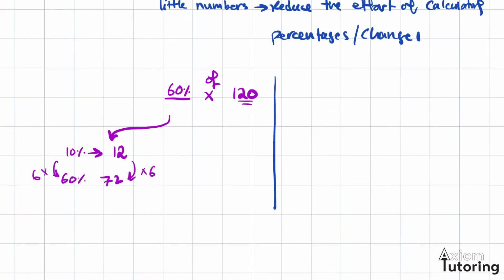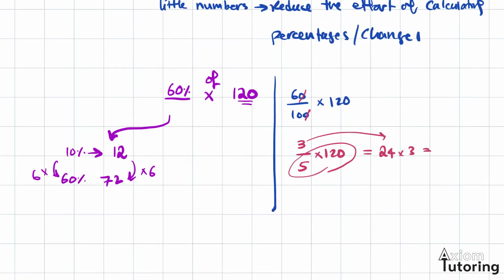Another way you might approach it is to turn 60% into a fraction, 60 over 100 times 120. Then we can simplify this fraction to 3 over 5. And then you can divide 120 by 5 and multiply it by 3. So 120 divided by 5 is 24. 24 times 3 is also 72.